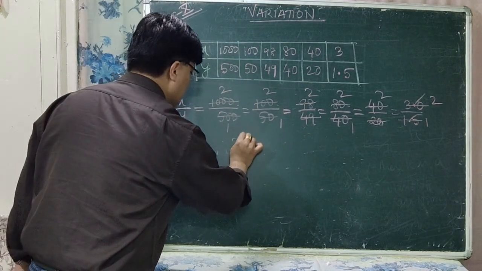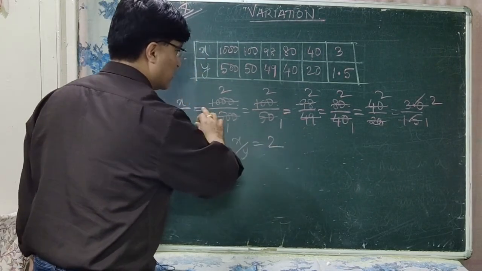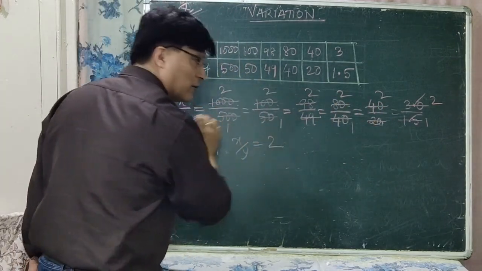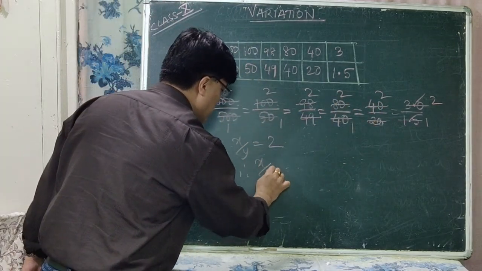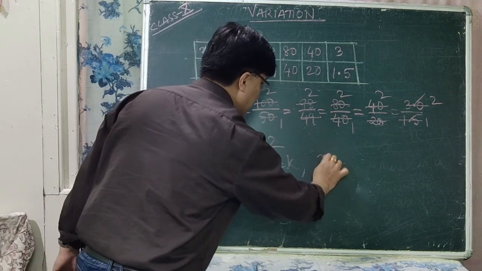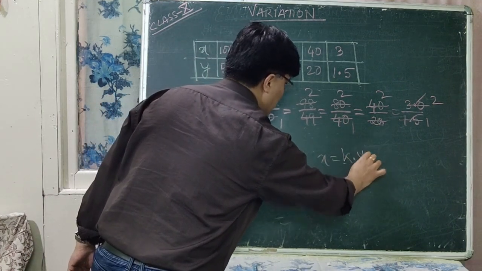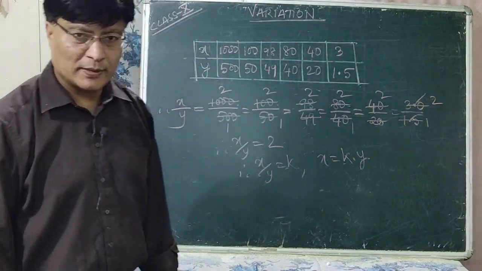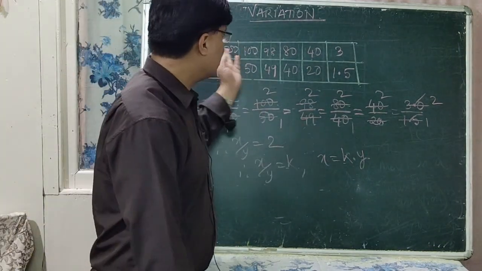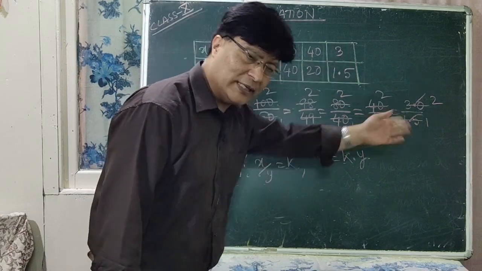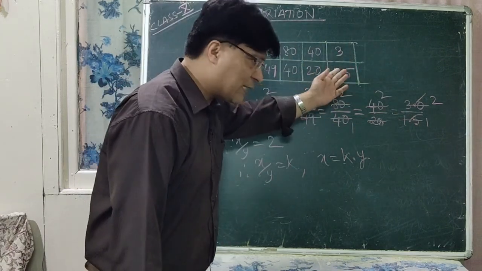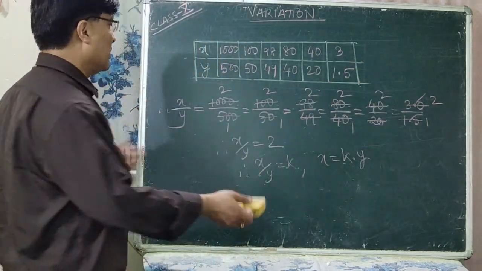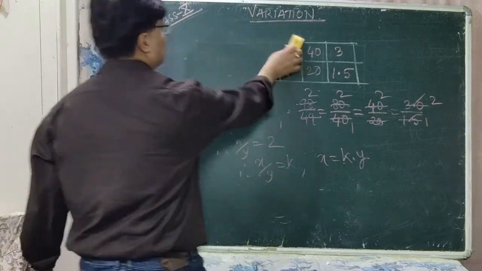That is x upon y is equal to 2 here. All these fractions are 2 out here. That means 2 is a constant here. Okay? So x upon y is equal to k. That is x is equal to k into y. If you cross multiply it, you will get x is equal to k into y. Okay? So if x decreases here, y also decreases. If x decreases, y also decreases in this case. So let us take another example now.